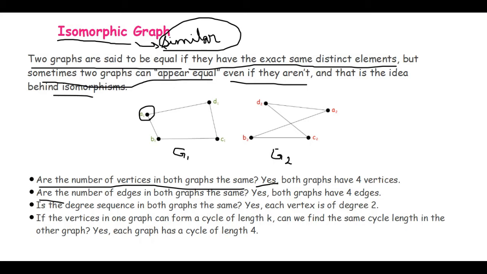Is the number of edges in both the graphs the same? Yes, the number of edges in both the graphs is the same. As you can see, we have four edges in graph G1, and we also have four edges in graph G2. Next, is the degree sequence in both the graphs the same? Yes. How? Let's find out.